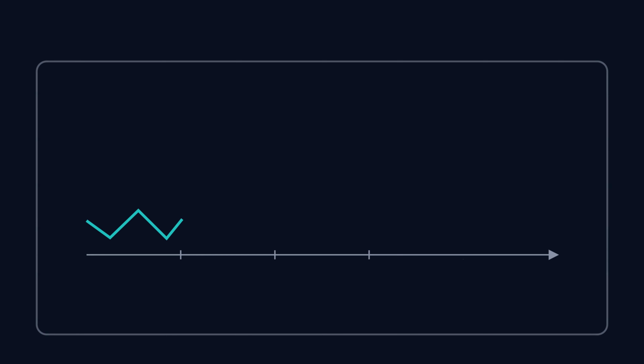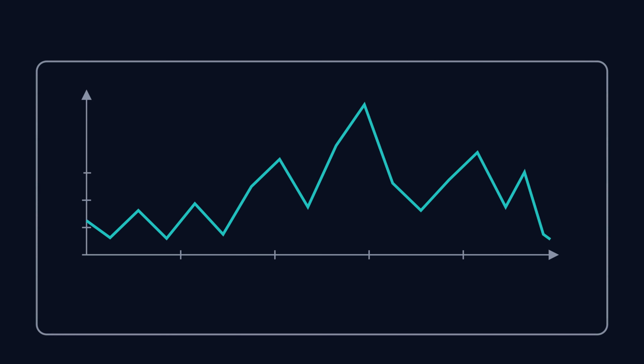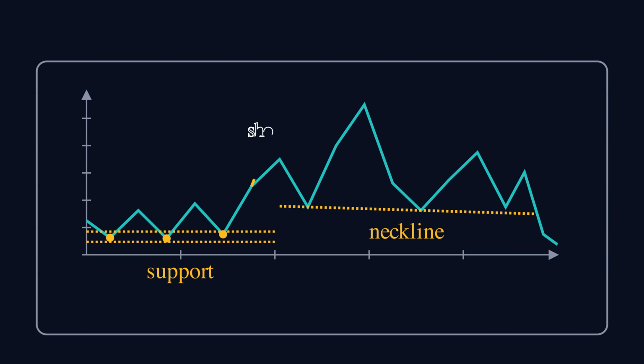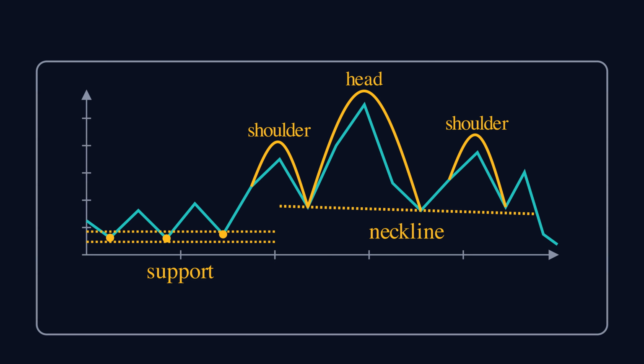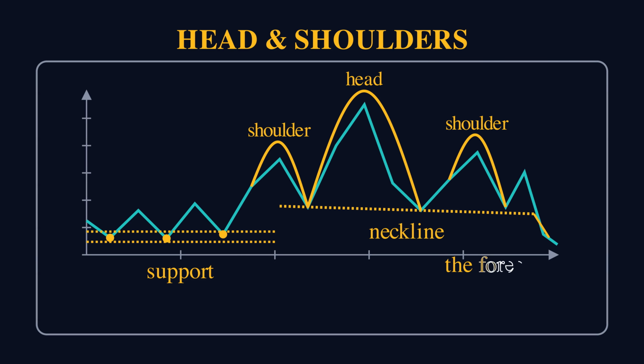Turn on financial television, and sooner or later somebody is drawing lines on a stock chart. A neckline here, a support level down there, a shoulder, a head, and another shoulder. The shape gets a name, the name gets a forecast, and there's a piece of mathematics underneath all of it.